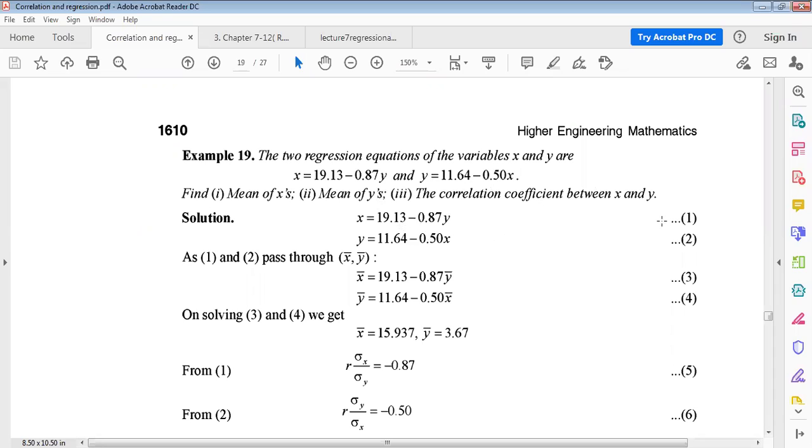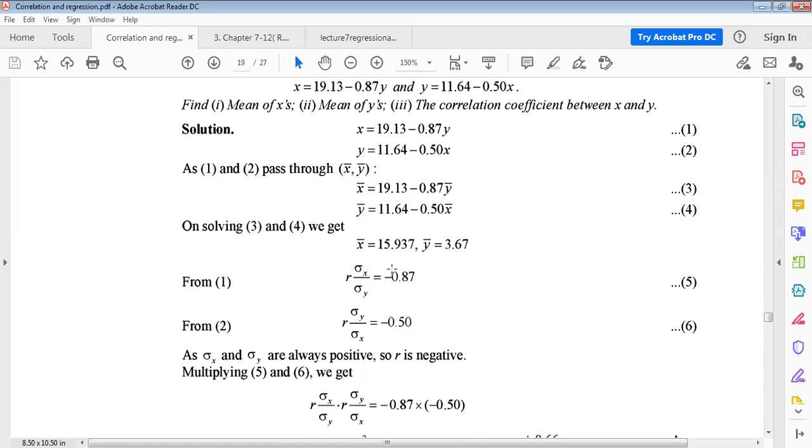Equations 1 and 2 are the given regression lines. As 1 and 2 pass through x bar, y bar, we can convert them into the means x bar and y bar. Solving this by the cross multiplication method as in the earlier example, x bar equals this and y bar equals this. You have to do this, otherwise marks will be deducted.